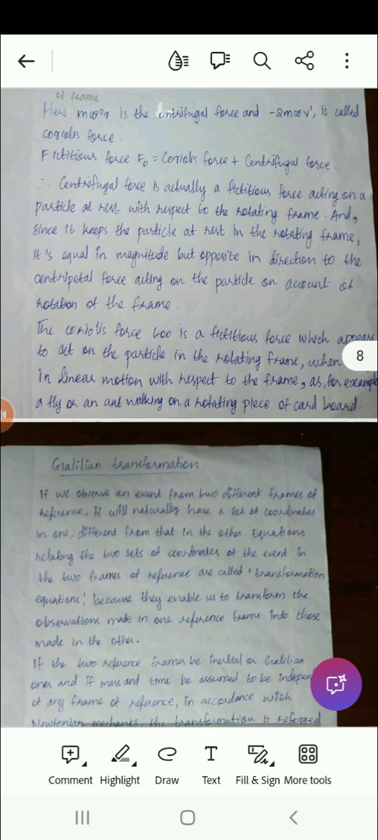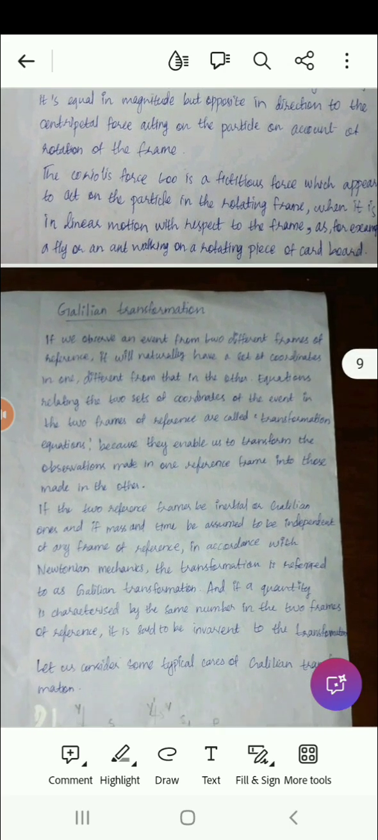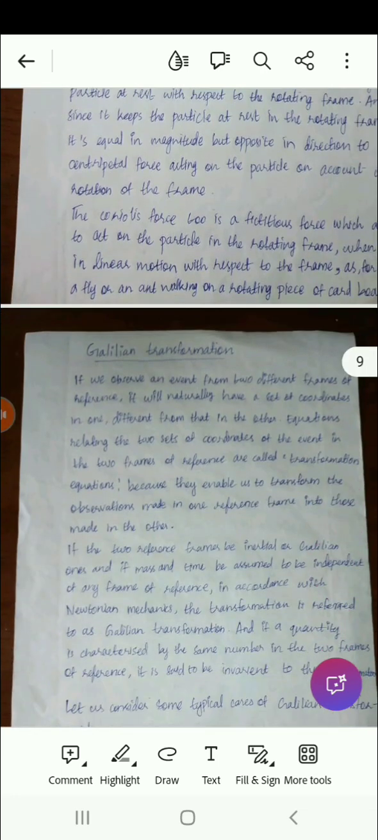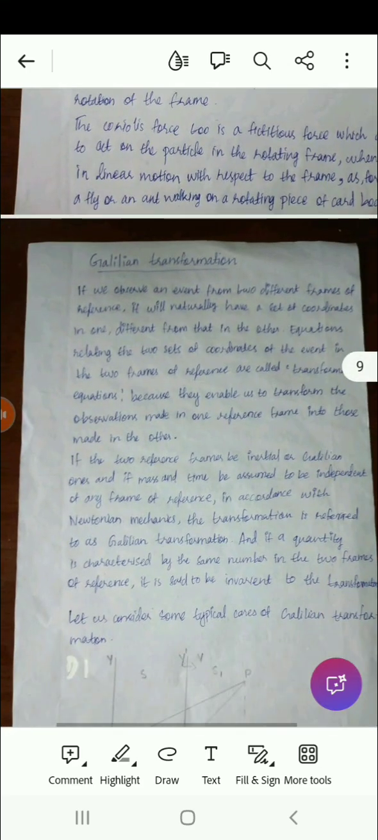The Coriolis force is a fictitious force that appears to act on the particle in the rotating frame when it is in linear motion with respect to the frame. For example, a fly or an ant walking on a rotating piece of cardboard. Yeah, so this is all about inertial frames and non-inertial frames. As we have time limitation, I can't explain too much about a single topic, so let's go into Galilean transformation.